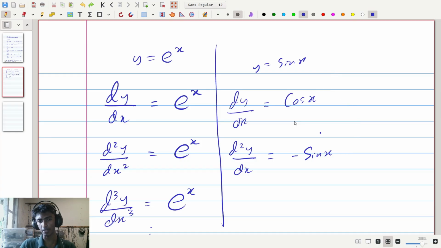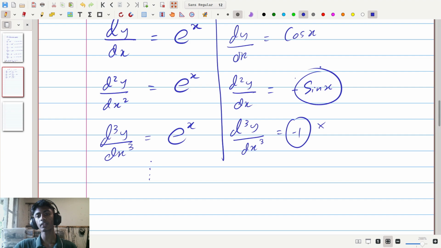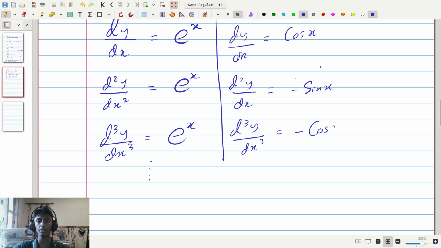But it gets better, because we actually get sine of x back if we do this 2 more times. The next derivative is d cubed y by dx cubed, which is the derivative of negative sine of x, which we can separate as a negative and the sine of x. So we have negative 1 times the sine of x. Negative 1 we can keep separately, and the derivative of sine of x is cosine of x. So what we have here is the negative cosine of x.